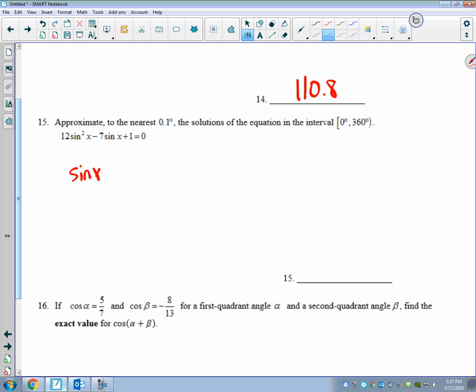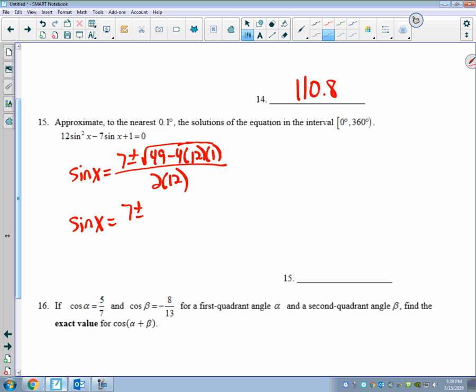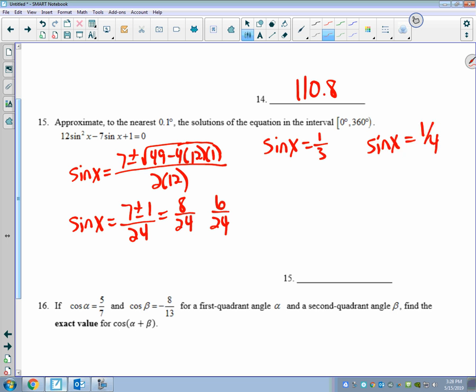If I do the quadratic formula, then sine of x equals -b plus or minus the square root of b squared minus 4 times a times c all over 2 times a. And that would be 49 minus 48, which would be 1. So you get 7 plus 1, which is 8 over 24, and 7 minus 1, which is 6 over 24. So you still get the same answers. You get sine of x equals 1/3, and sine of x equals 1/4.